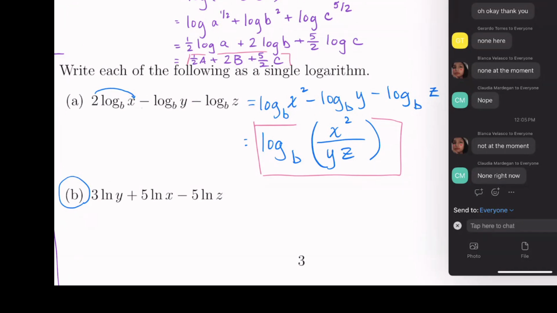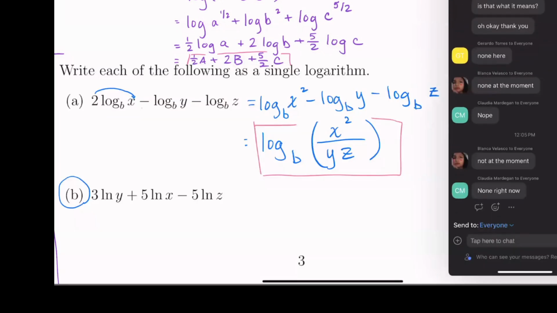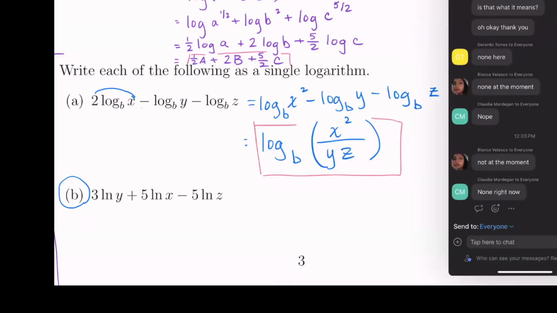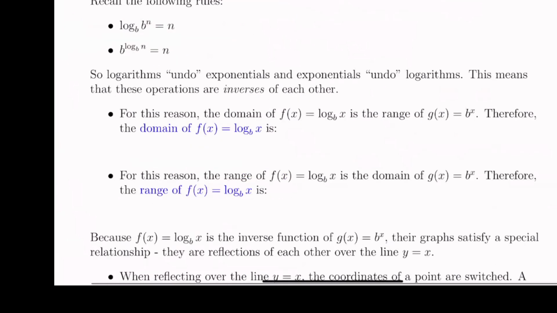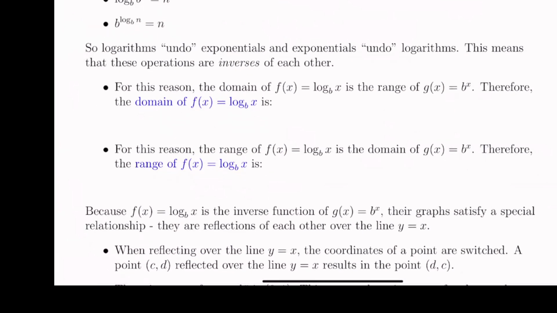All right, we are almost done. There are 2 pages left, but I promise we're going to get through both of them. So this next one, we have these 2 rules here.